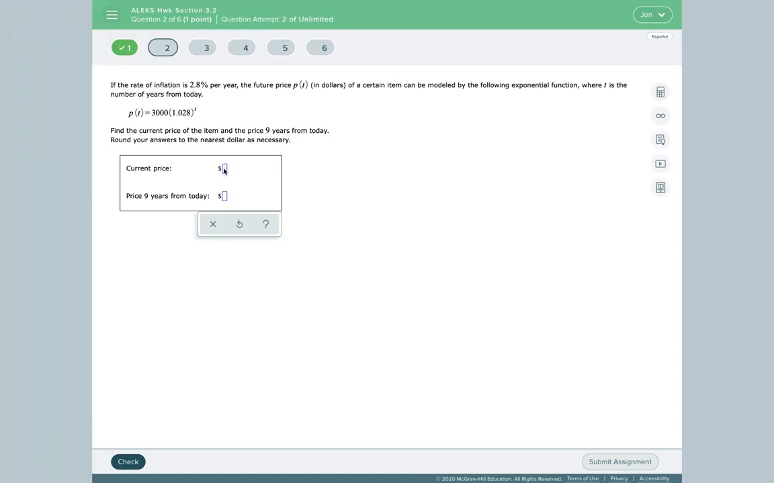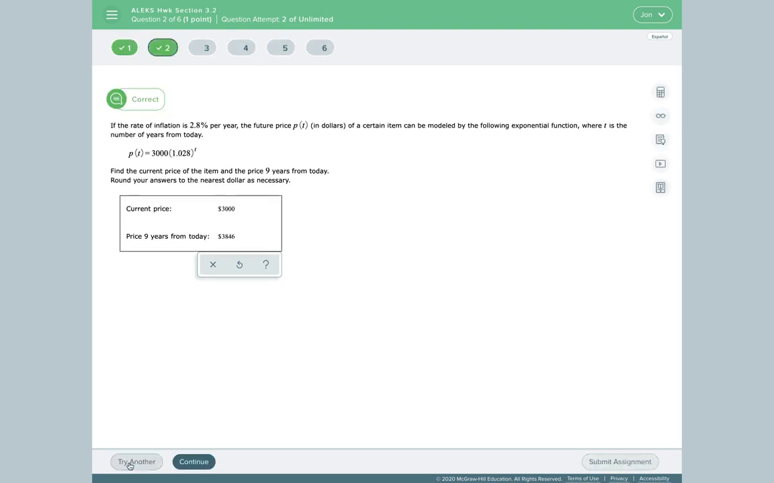Okay, so referencing back to the problem, for the current price we have $3,000, and for the future value, 9 years from today, you have $3,846.44. It's just rounding to the nearest dollar. Okay, so you have $3,846. And the result is correct.